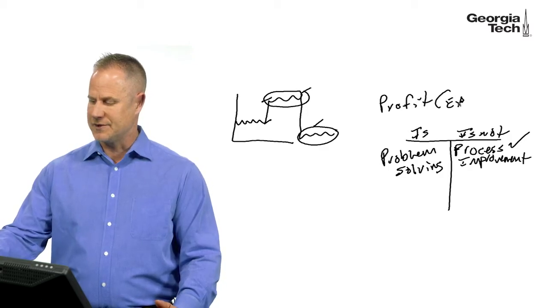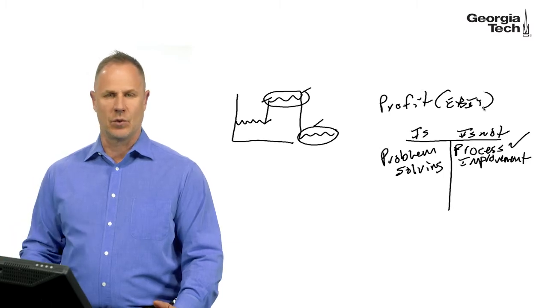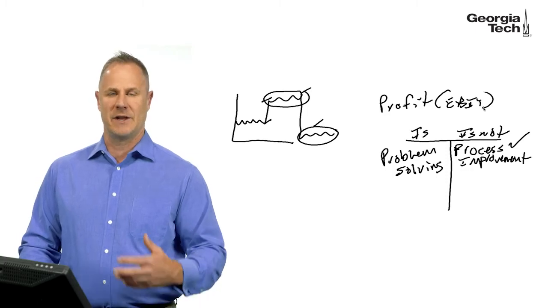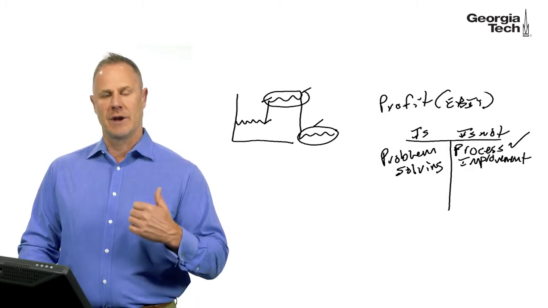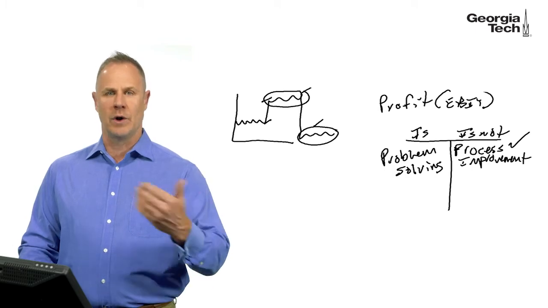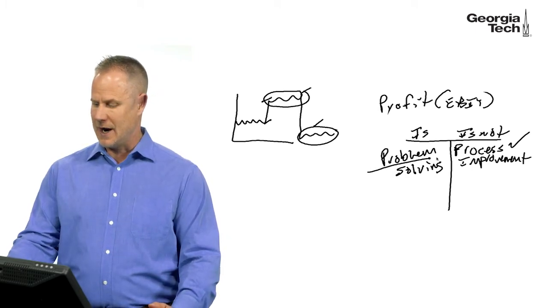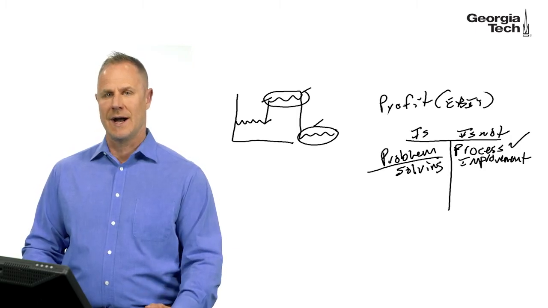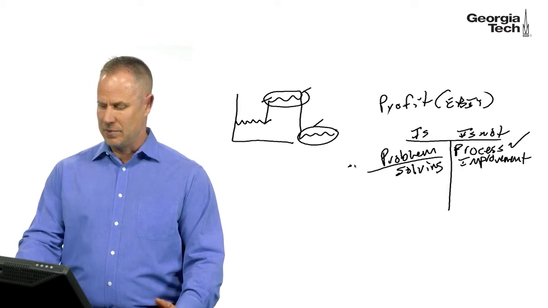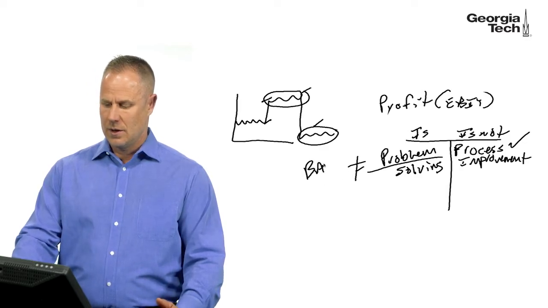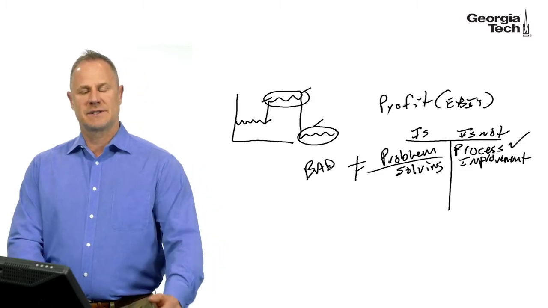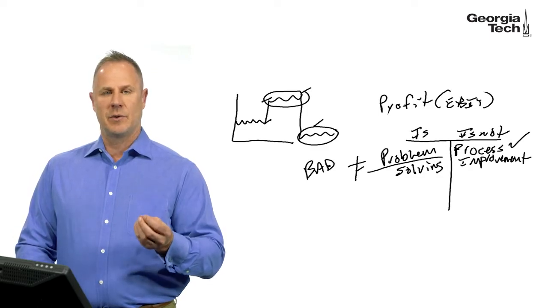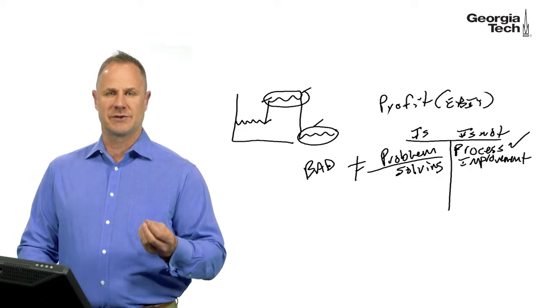Most companies capture it as some form of EBIT or EBITDA, earnings before interest and taxes. Profit is not a singular process. Profit is a metric. You could have 4% profit and you want it to be 6% profit. We would call that our problem. So you would call that your problem in Lean Six Sigma. So one of the things I want to highlight in that example is that problem does not equal bad. So Lean Six Sigma is problem solving, not process improvement. And you do not have to identify badly performing metrics to apply Lean Six Sigma.